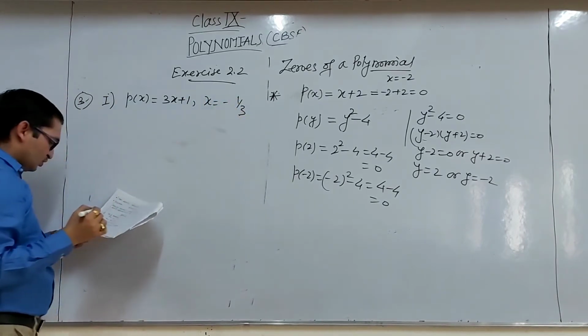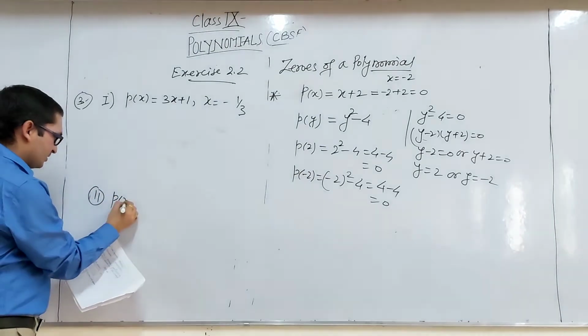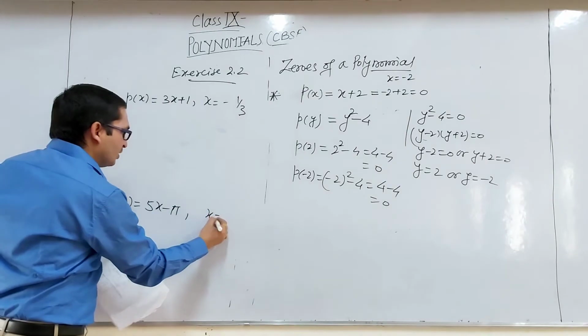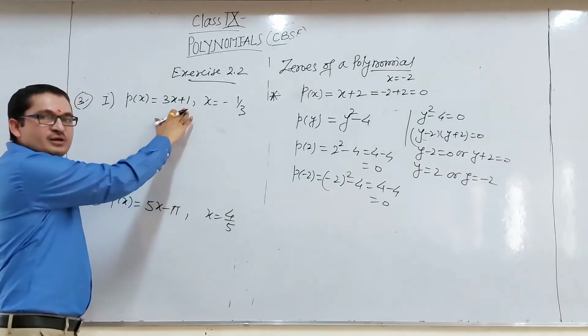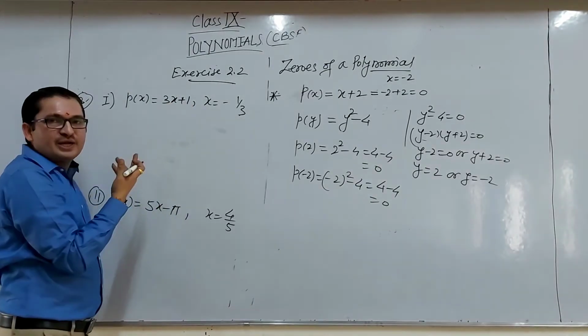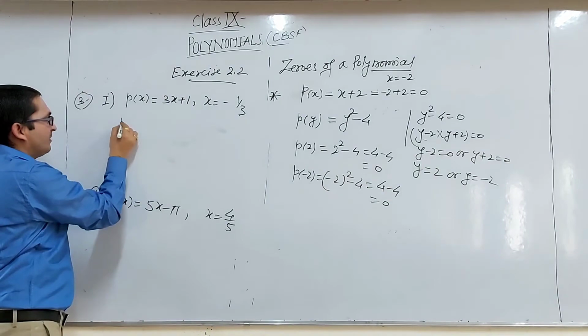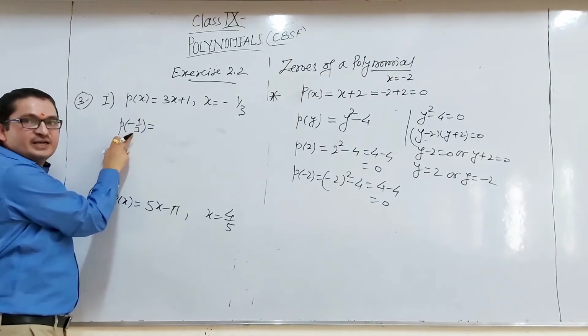This is one of the questions. And the second one, p(x) equal to 5x minus 5, x is equal to 4 upon 5. You have to check whether the given value is a zero of the given polynomial or not. So what will you do? Just put the value over here. Instead of x, put minus 1 upon 3.